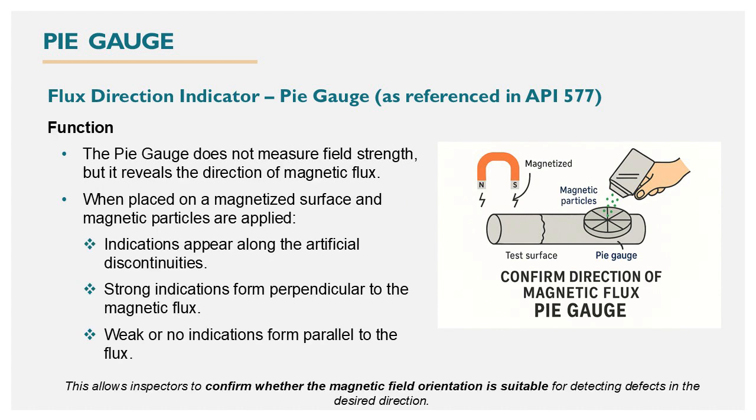What is the function of the pi gauge? The pi gauge does not measure field strength, but it reveals the direction of magnetic flux. When placed on a magnetized surface and magnetic particles are applied, indications appear along the artificial discontinuities. Strong indications form perpendicular to the magnetic flux, weak or no indications form parallel to the flux. This allows inspectors to confirm whether the magnetic field orientation is suitable for detecting defects in the desired direction.